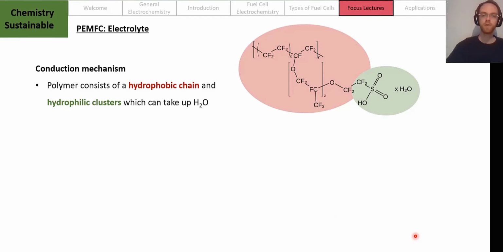If we now have a closer look at this conduction mechanism, we notice that we have something like a hydrophobic chain here. So we have elements and a construction which is basically rejecting any closeness to water. This part of the molecule here does want to surround itself, not with water, but rather with itself. And on the other hand, we have this other part here, the so-called hydrophilic clusters. These can take up water, or H2O, as it's also shown here.